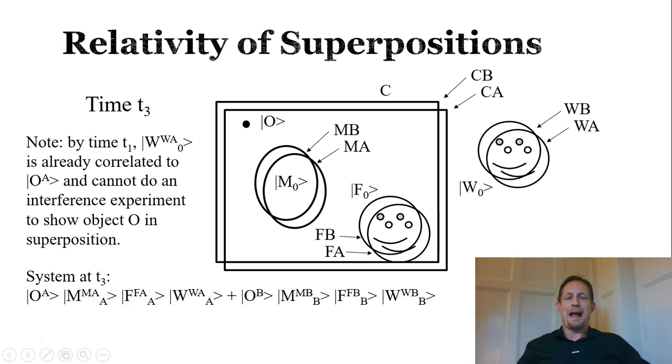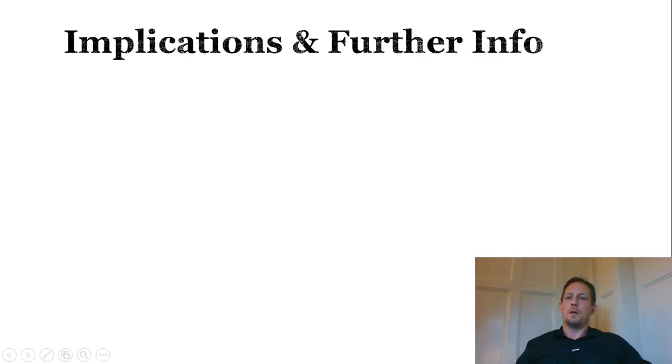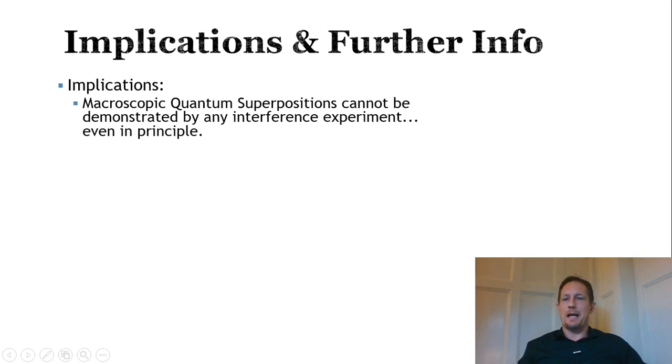So if that's true, there actually is not just a short time that you can try to expand by isolation, but rather, in principle, zero time in which Wigner can do an interference experiment on the system contained inside container C to show that it's in a superposition state. Therefore, what this implies is that macroscopic quantum superpositions cannot be demonstrated by any interference experiment, even in principle. It's just not possible. Schrodinger's cat, Wigner's friend are not possible in principle.